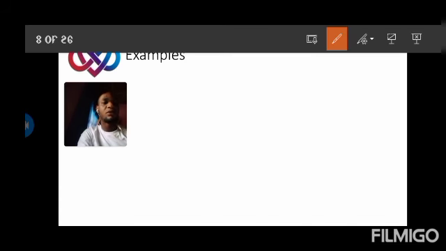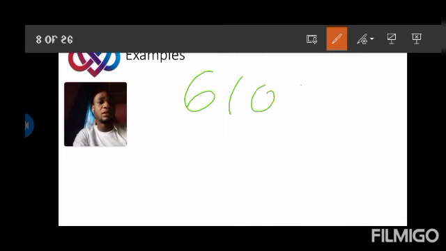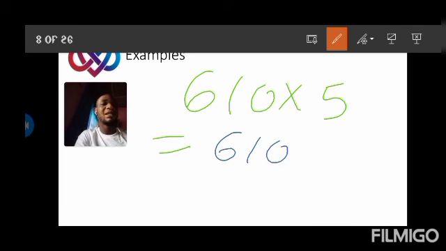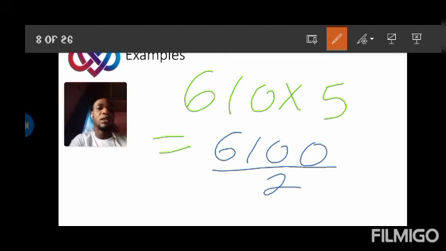Let's take more examples on that, maybe that's somehow difficult for you. Let's take one more example. Let's assume we have 610 multiplied by 5. Simple. Write out your work. Write your 610, then add another 0, then divide it by 2. It's simple.